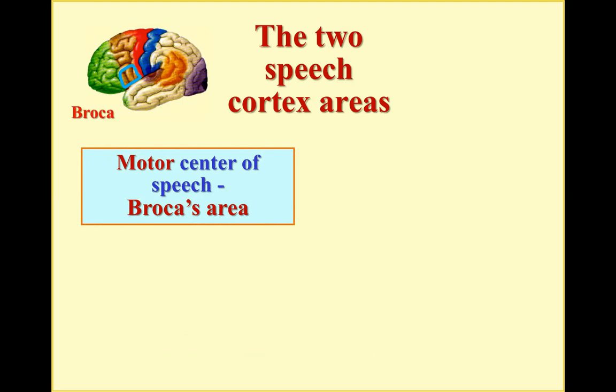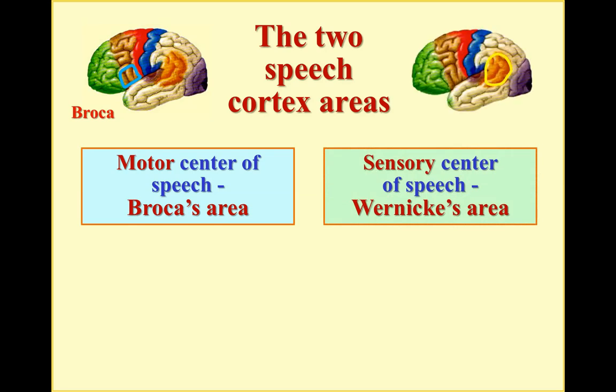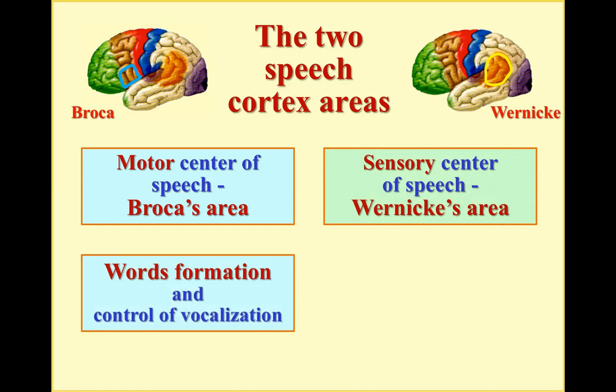And this center is accompanied by the other sensory center of speech, Wernicke's area. It's located in the superior temporal gyrus, in the most posterior part. This is the sensory center, which is necessary for speech understanding. And the first center, the motor center, is involved in word formation and control of vocalization.